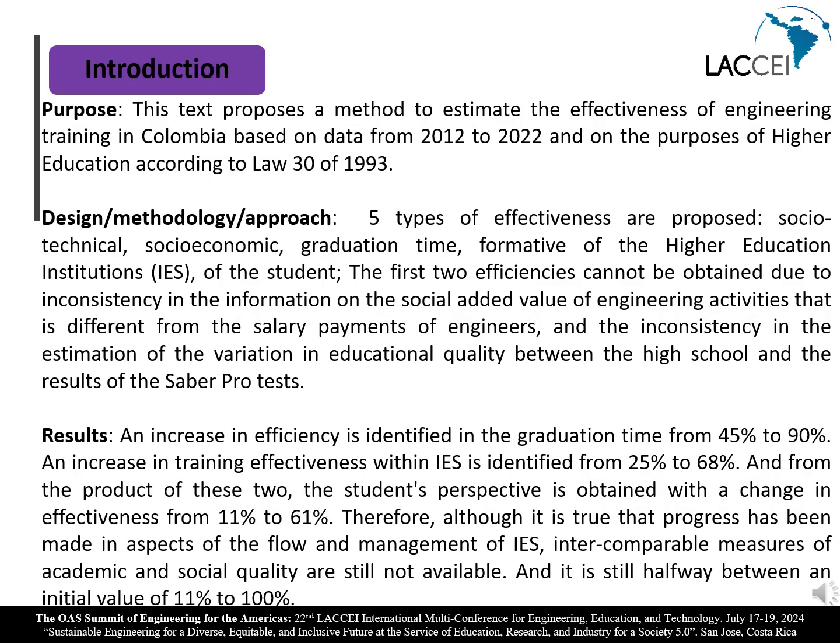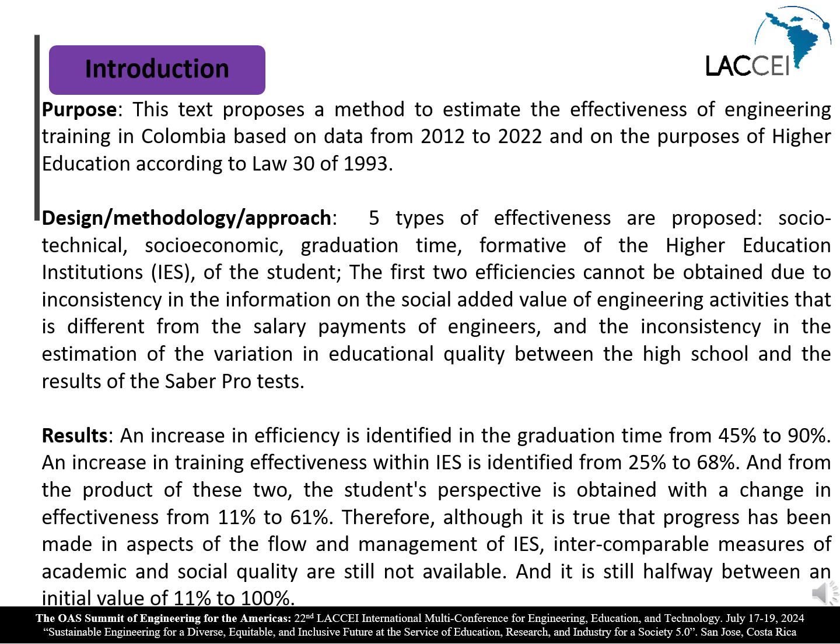Introduction. Purpose. This work proposes a method to estimate the efficiency of engineering training in Colombia based on data from 2012 to 2022 and on the purpose of higher education according to Law 30 of 1993. Design methodology approved. Five types of efficiency are proposed: socio-technical, socio-economic, graduation time, formative efficiency of the higher education institution, and of the students.